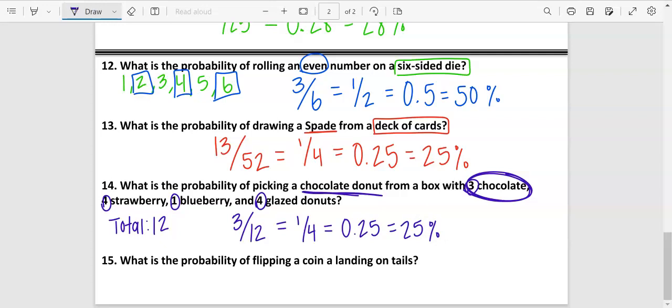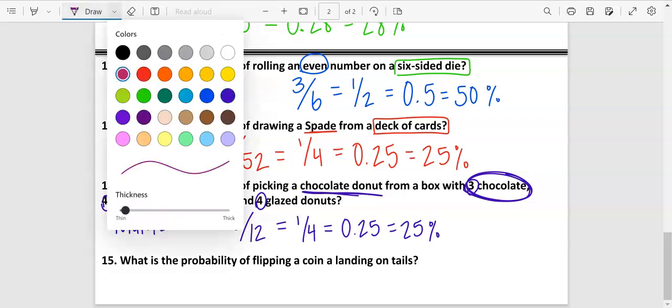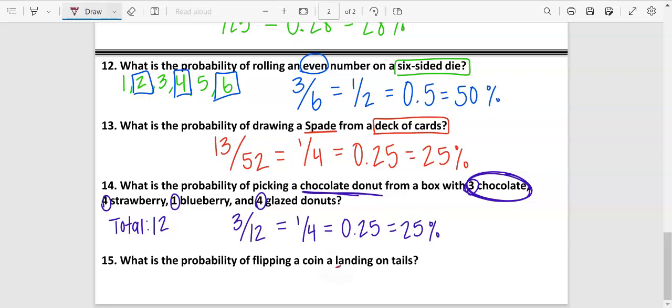And then our last one says, what's the probability of flipping a coin and landing on tails? All right, landing on tails for a coin. A coin has 2 options. We can either land on heads or we can land on tails. Those are our 2 options here. So if we're landing on tails, that is one of our 2 options. We're only flipping 1 coin. So it's just going to be 1/2, 1 out of 2. That doesn't simplify any further, but we can rewrite that as a decimal to be 0.5 or 50%.